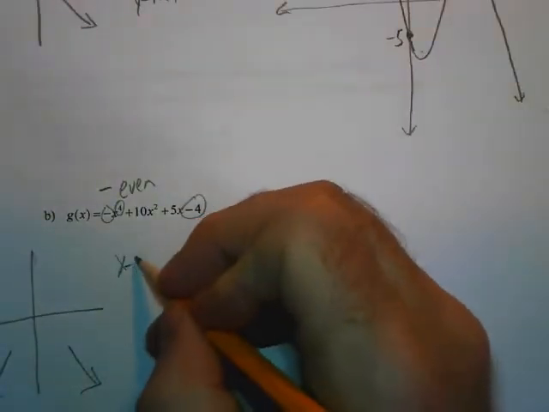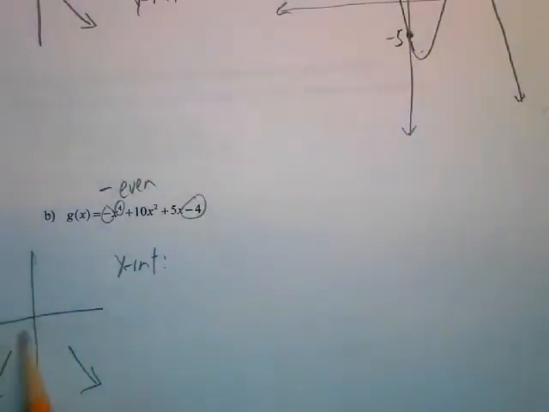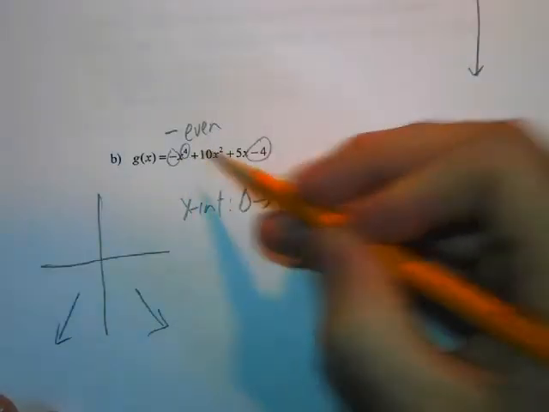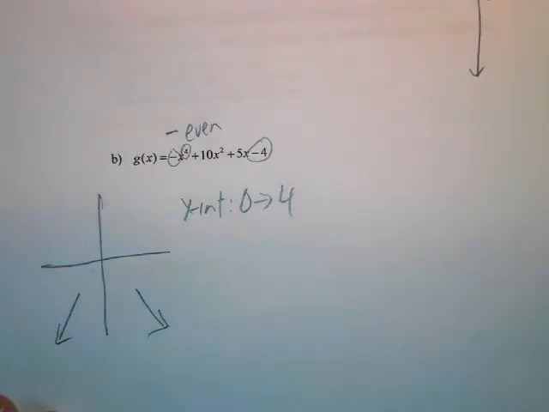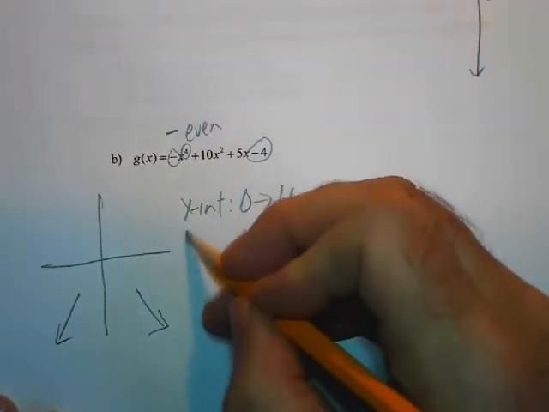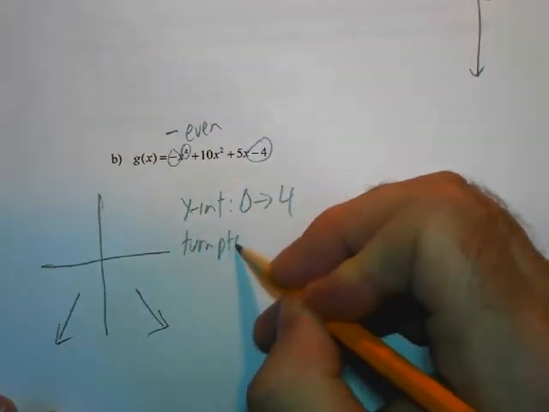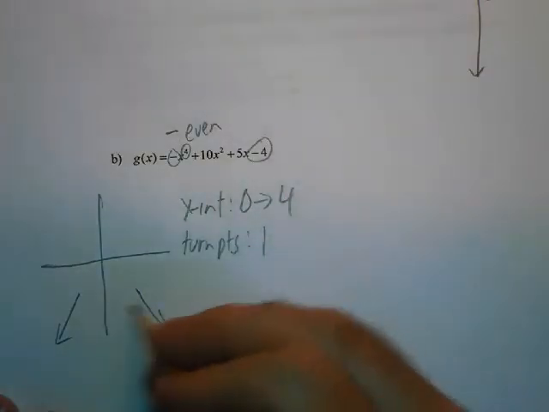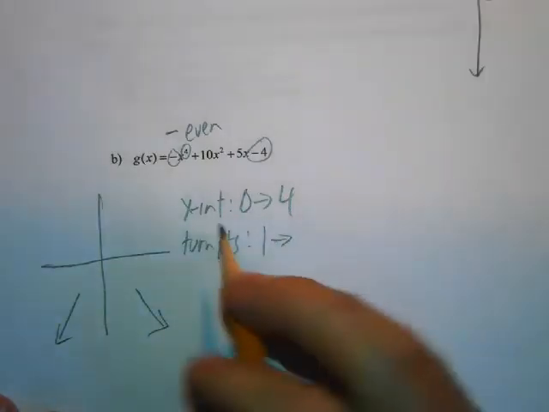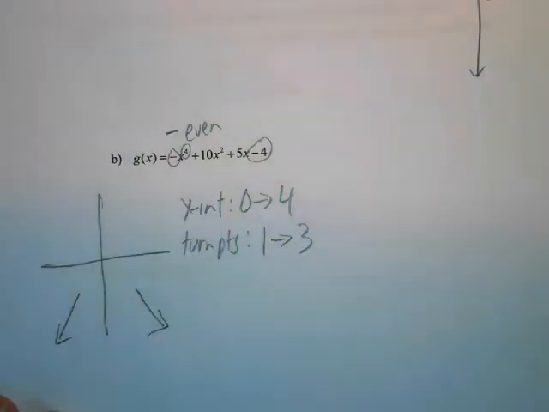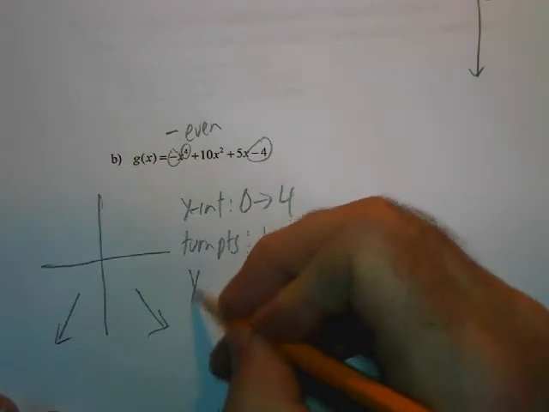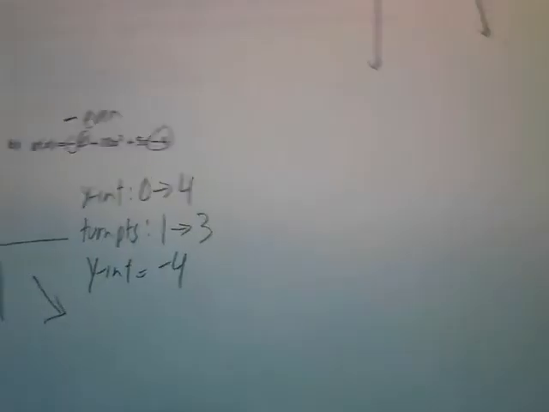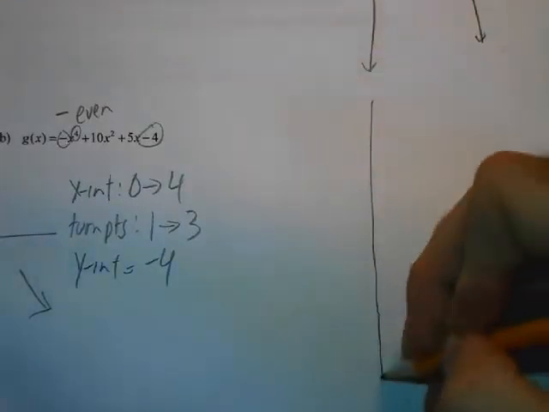And the x-intercepts: with even degree, it doesn't necessarily have to have any, so it can be from 0 to the degree, 4, x-intercepts. Turning points: it has to turn at least once, just because of the end behavior, and it can have up to 1 less than the degree, so between 1 and 3 turning points. And the y-intercept is equal to negative 4. Okay, so we'll use that to create a possible sketch.